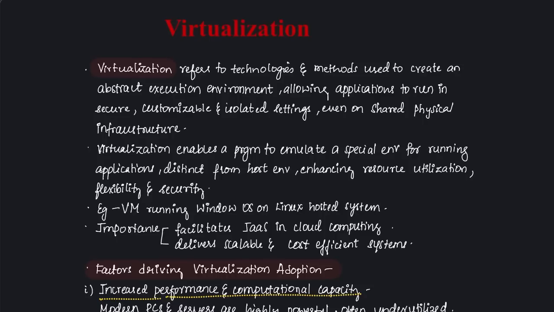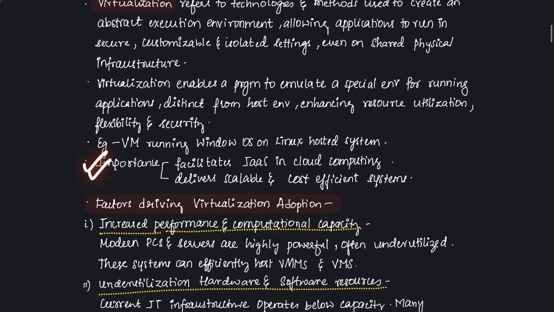For example, we can take a virtual machine which has Windows OS, but it is running on a Linux system. This is one of the basic examples which we must have encountered in our laptops or in our laboratories, right? Speaking about the importance, virtualization will facilitate infrastructure as a service in cloud computing. It will deliver scalable and cost efficient systems. Along with that, it will also enable multiple virtualization types, which will include storage, memory, networking, and others.